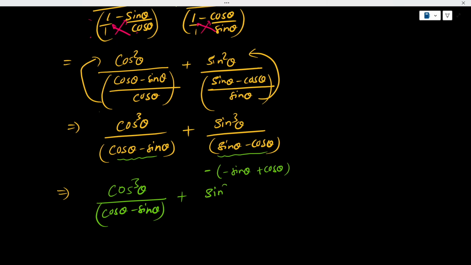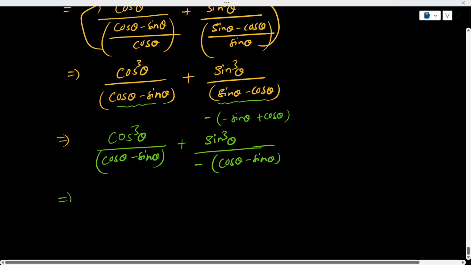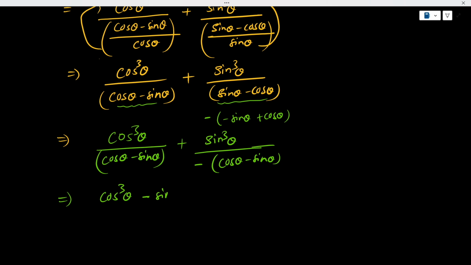Plus sin³ theta. So I can take negative common. So it can be written as cos theta minus sin theta. I have just changed the order. Now if I take these two signs, positive and negative, it will become negative. So we will have the same denominators, a common denominator. So cos³ theta minus sin³ theta, and the common denominator will be cos theta minus sin theta.